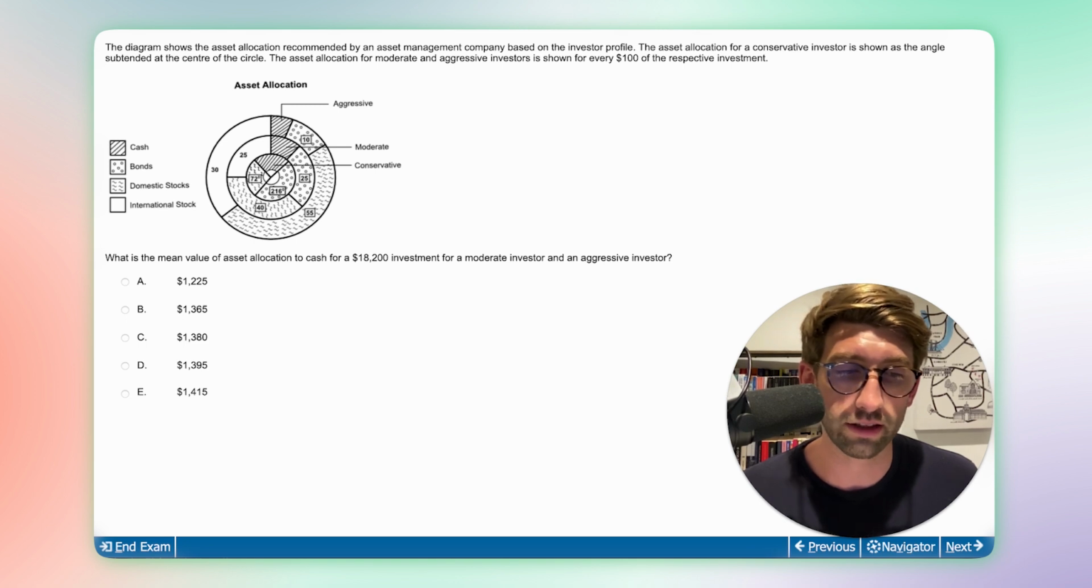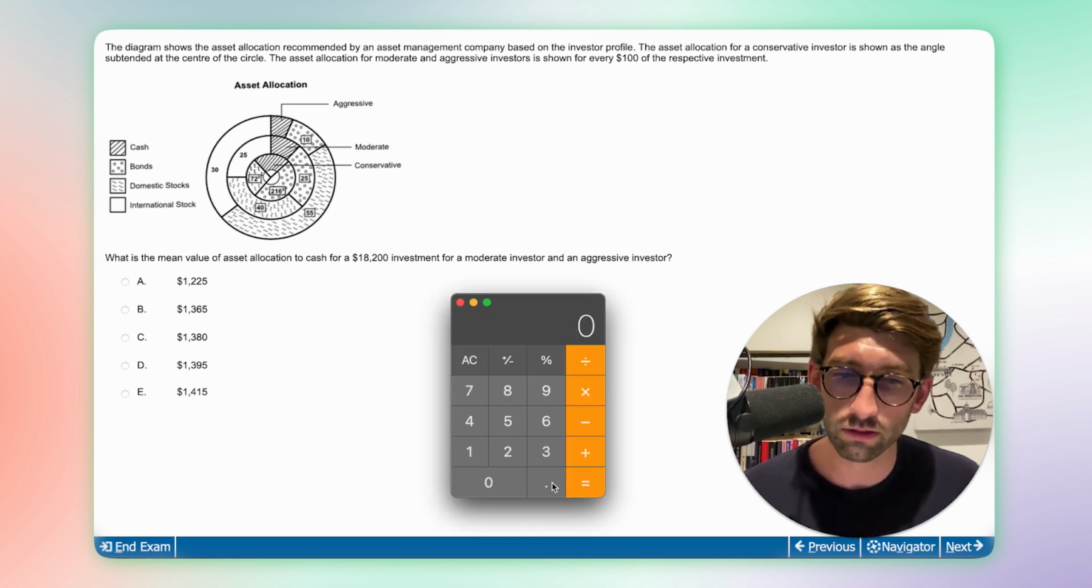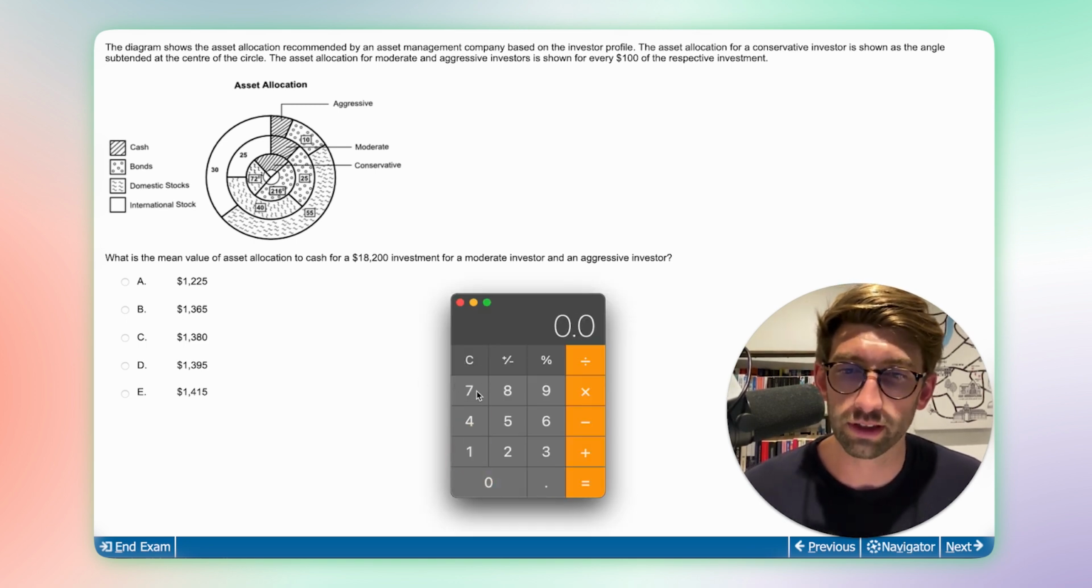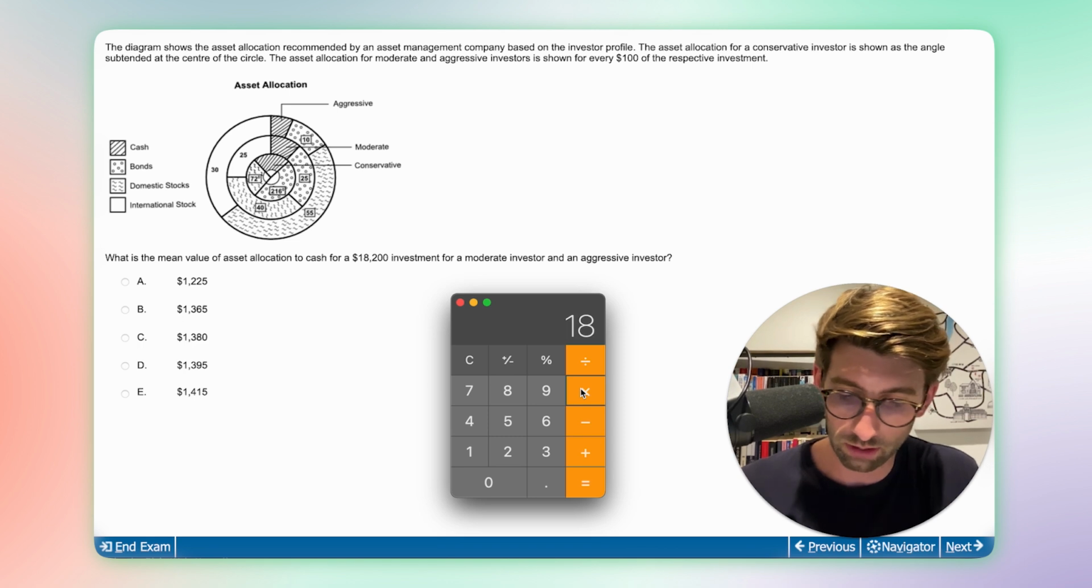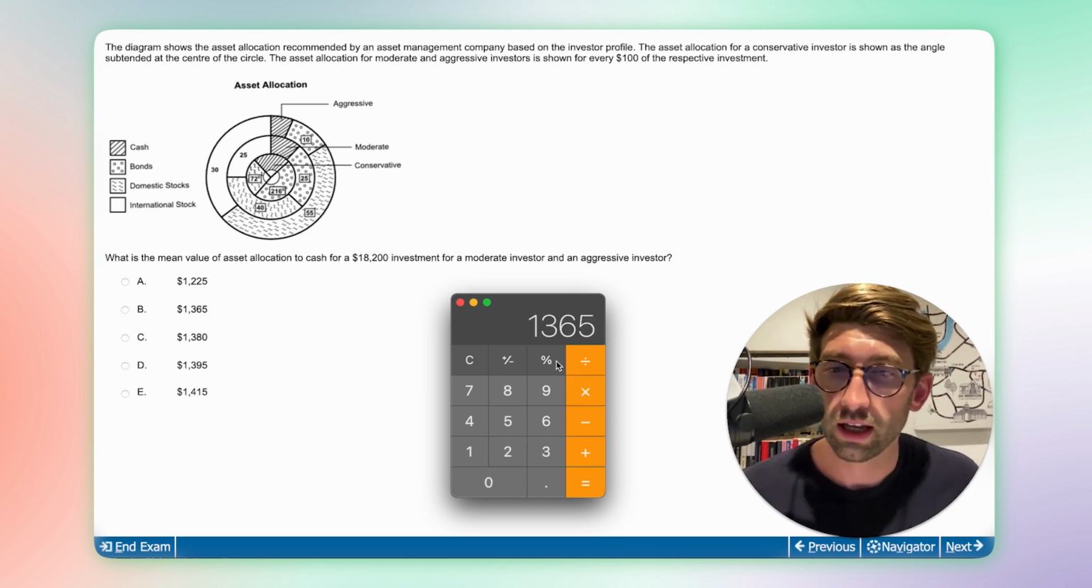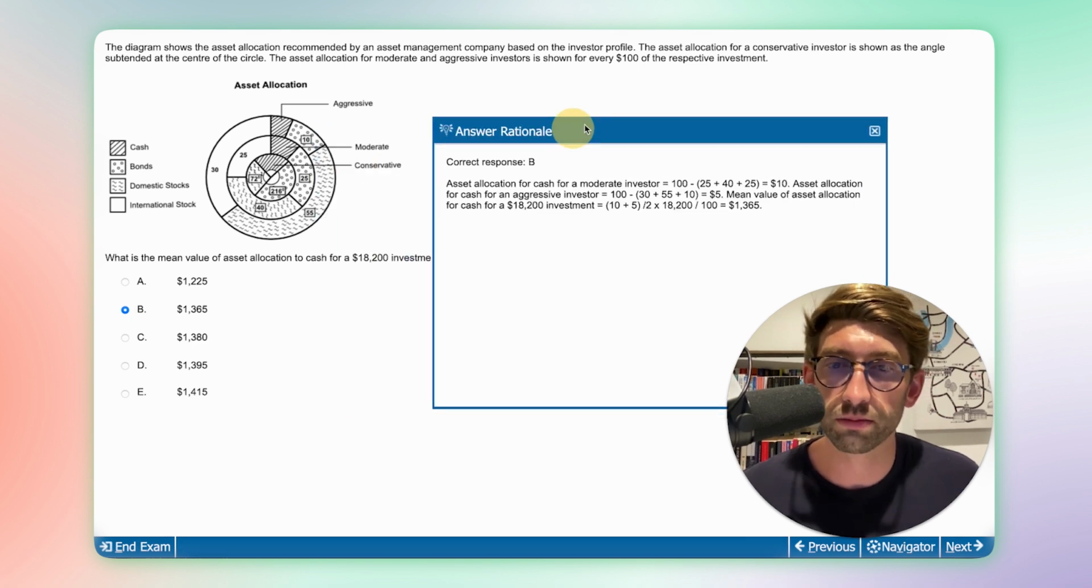So let me get our calculator up. Again, this is about economy of movement, almost economy of calculator use. So 0.075 to represent 7.5%, times 18,200. I should be using the keyboard here because otherwise it would be even slower. And that's 1,365. Let's have a look. There we go, correct answer B.